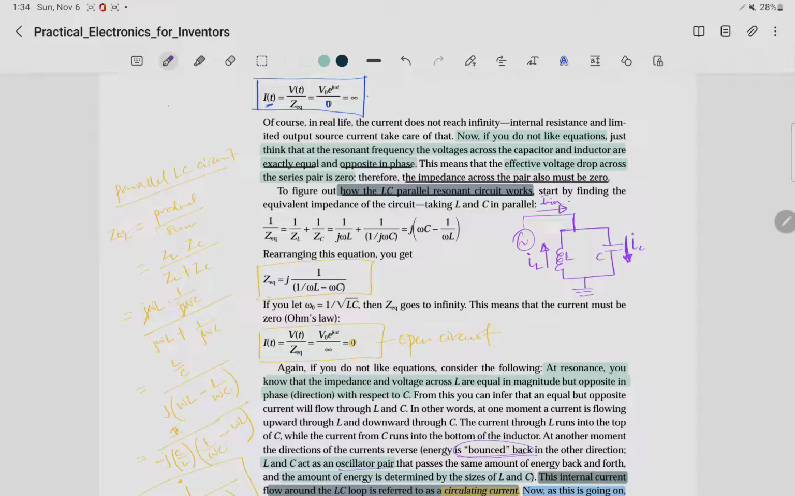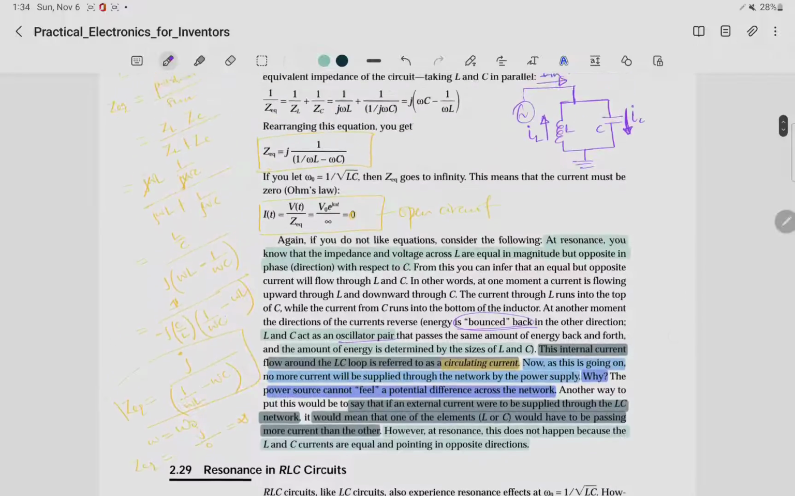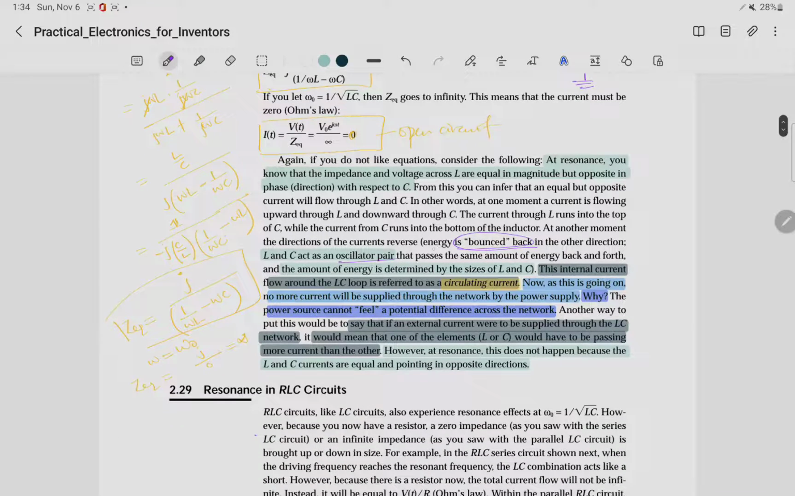So as it is discharging, the capacitor as well will be resisting the change in voltage from the inductor. So that is the basic concept of operation of an oscillator here. So here they talk about energy being bounced back in the other direction, so it will keep switching.